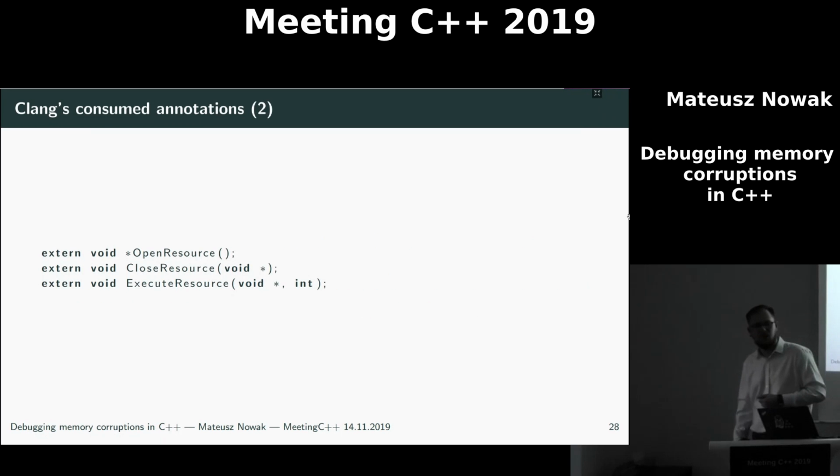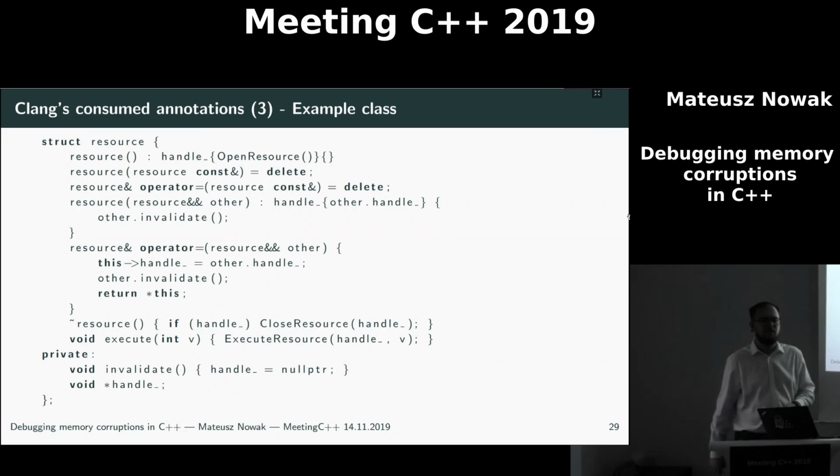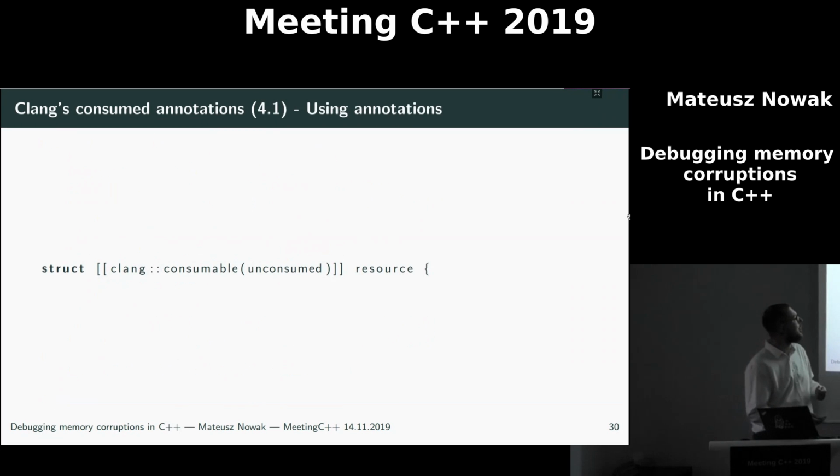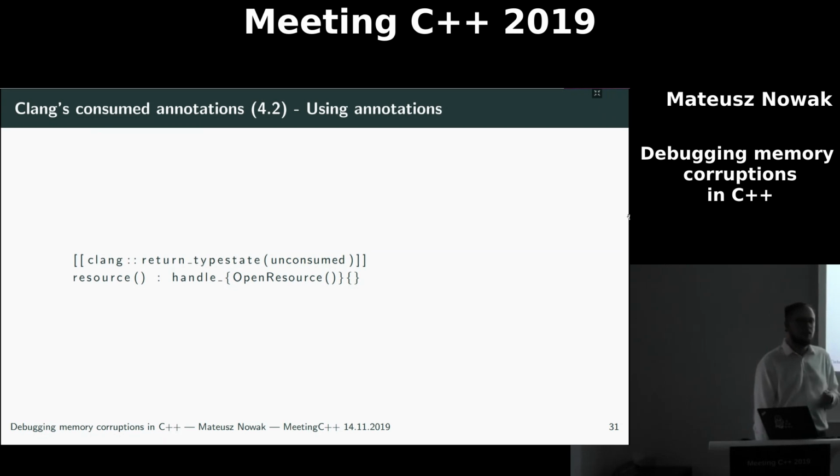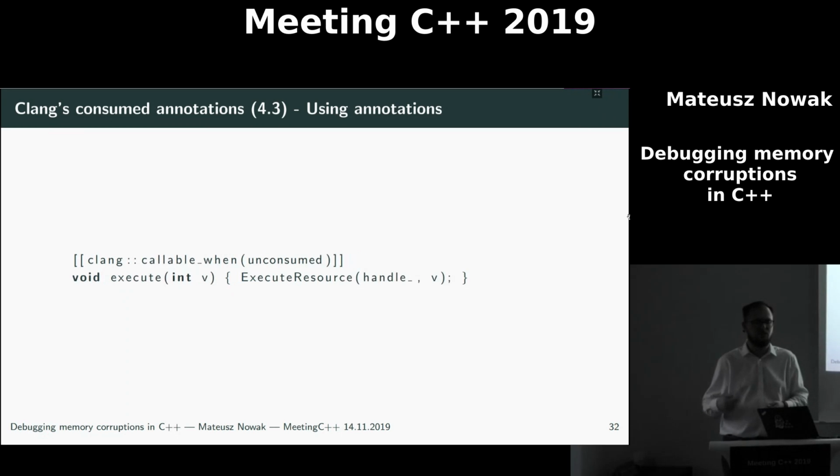Let's see the example. Say we have some API to open, close resource, and then execute on the resource. Something in some C++ array class, which is move only to handle this resource. What can we do with this? We can mark it as consumable with default state unconsumed. Then on constructing, again, we mark the state as unconsumed.